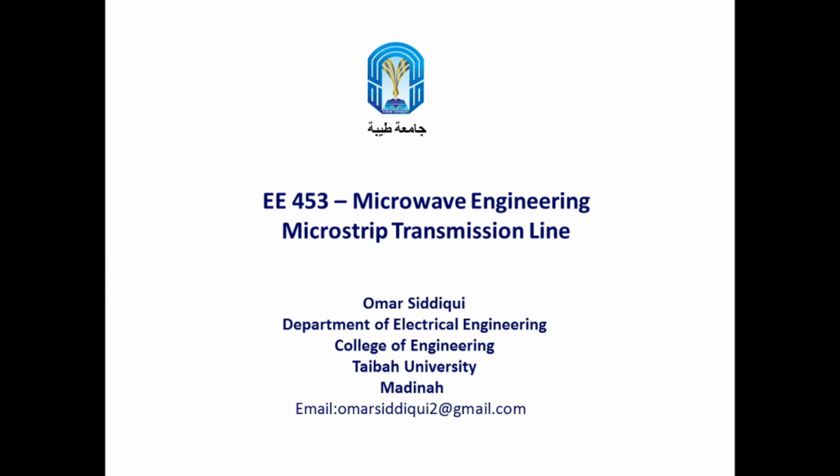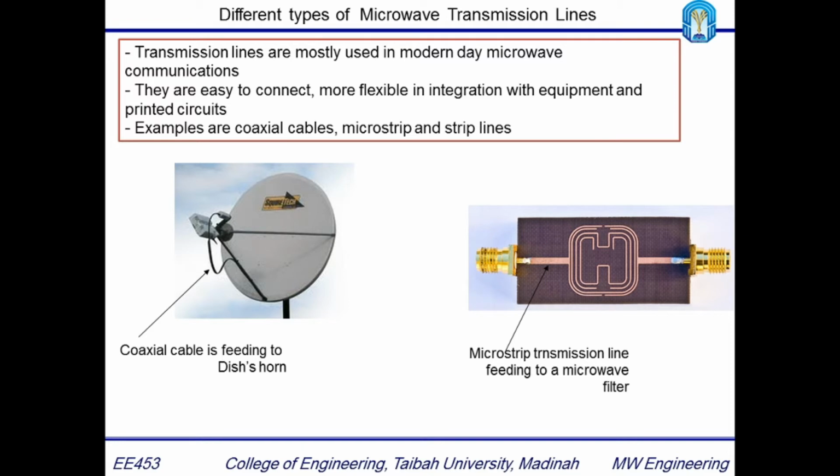What is a microstrip transmission line? You know that in microengineering, in order to transmit a signal from one place to another, we need transmission lines. So until now in the theory, we have discussed the equations and voltages, currents, characteristic impedance. All those were related to ideal transmission lines. But in reality, nothing is ideal, so we have to use the transmission lines which are actually available. And there are many types of transmission lines.